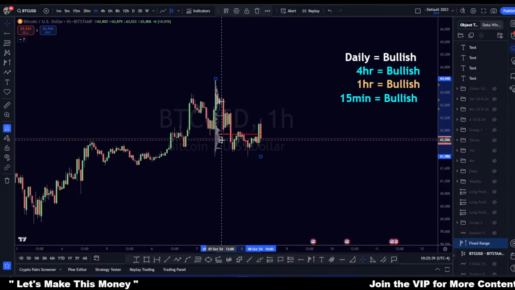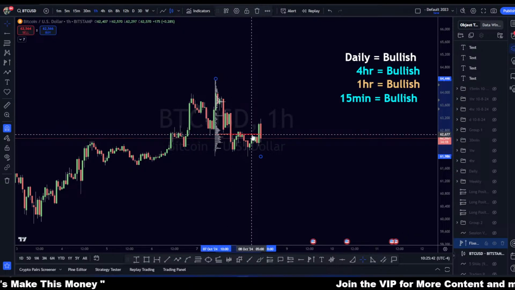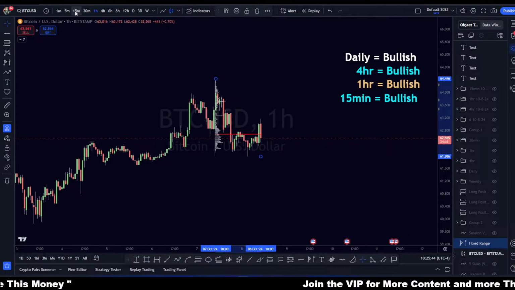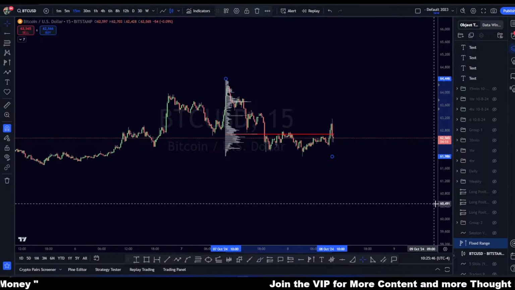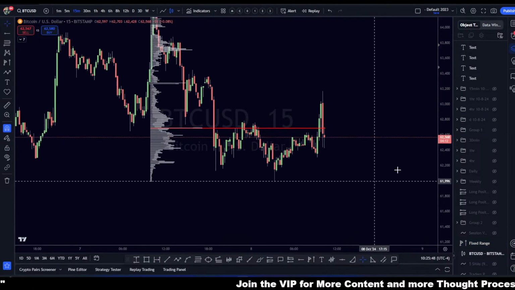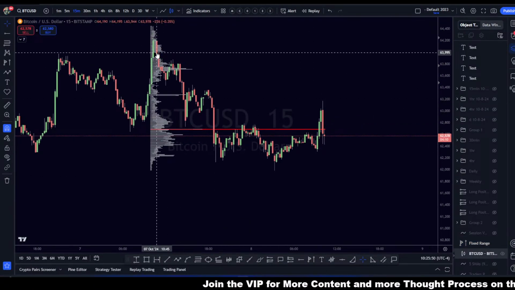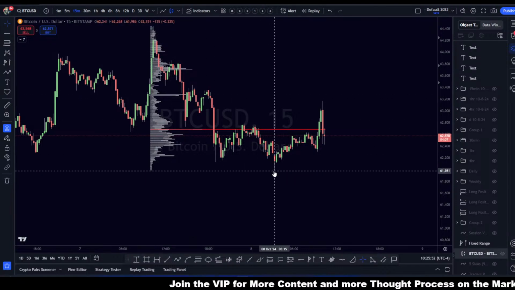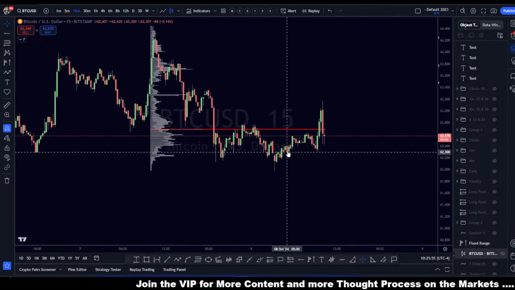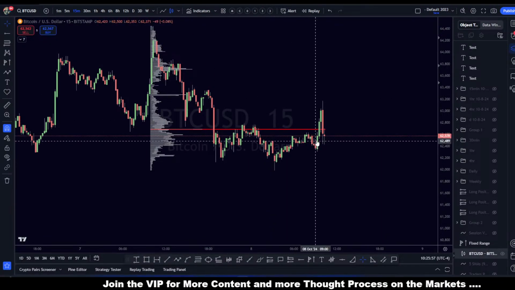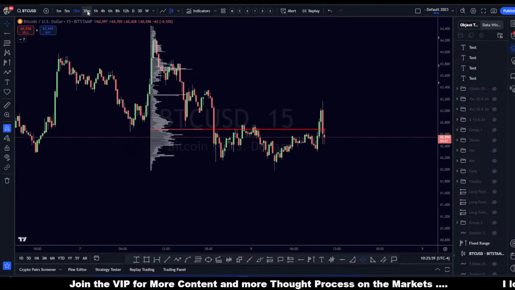So looking at this, this is our point of control, POC. And if we go to a lower time frame, we can see that it has kind of been respecting it. We pulled it from this. Right now it came up, and then really not respecting it.